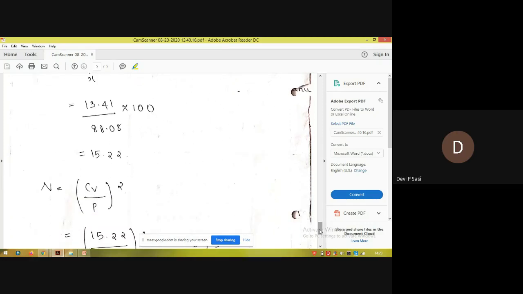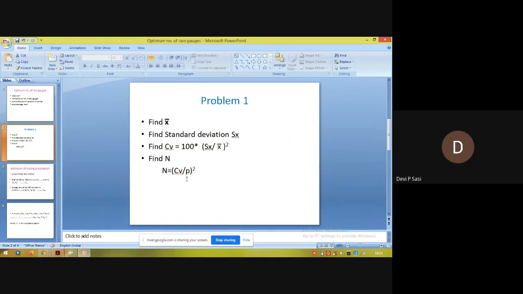Next is N is equal to. Now we have to find N. That is our last step. N is equal to (Cv by P) the whole square.